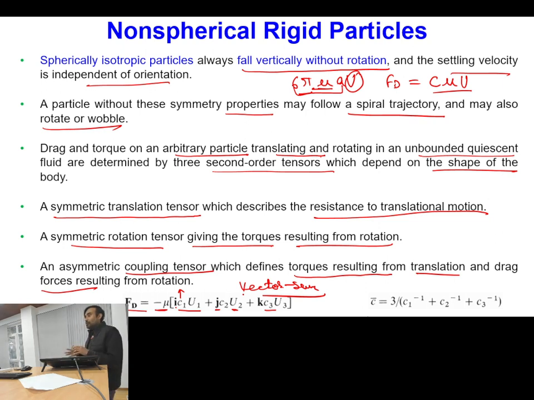Okay, because now the body does not have symmetry, so it will not be moving in a particular direction. Because of the asymmetry, the body can be oriented in any direction and it can have velocity components in all the three directions. So we have to estimate the drag force components in all the directions and then combine them as a vector sum. Okay.